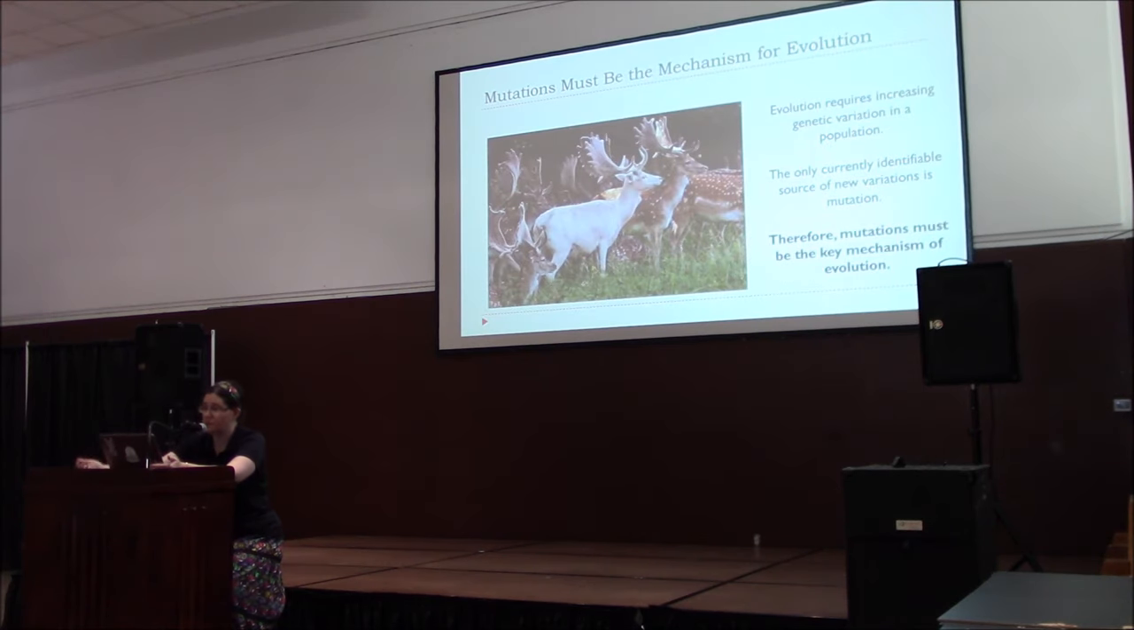So you also need mutations. Mutations have to be the mechanism for evolution, because evolution requires increasing genetic variation. If we just had natural selection all the time, we'd select down to a very tiny population, and then that population would go extinct the next time the environment changed in a way that wasn't favorable to it. So you have to have new genetic variation. The only currently identifiable source of new variation is mutation. That's leaving aside things like homologous recombination, which are just rearrangements of genetic information that already exists, so that you can get traits in your children that maybe haven't shown up since the grandparents. But that's not new information. That's information just being rearranged and being expressed versus non-expressed.